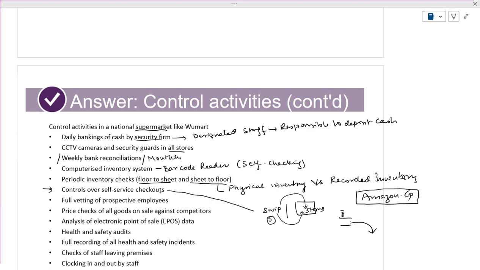Full vetting of prospective employees. Whoever is joining, you should have a proper screening. The background check should be there with respect to the prospective future employees. Price check of all goods on sale against competitors.